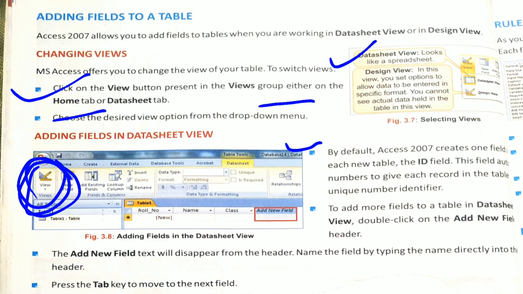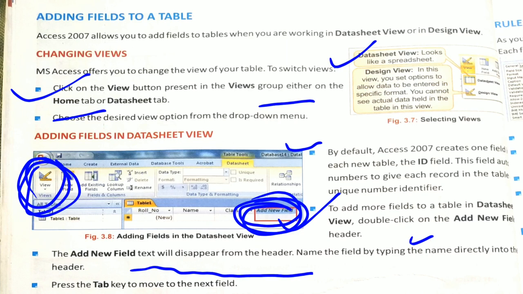To add more fields to a table in datasheet view, double click on the add new field header. If you want to add more fields to your database, you can simply double click on the add new field option. The add new field text will disappear from the header, and you can name the field by typing the name directly into the header, according to your choice.